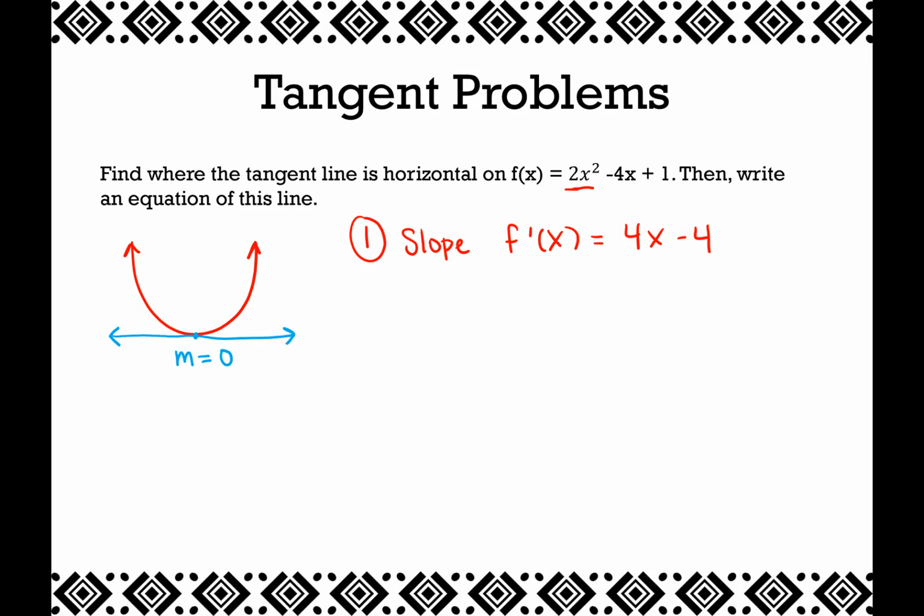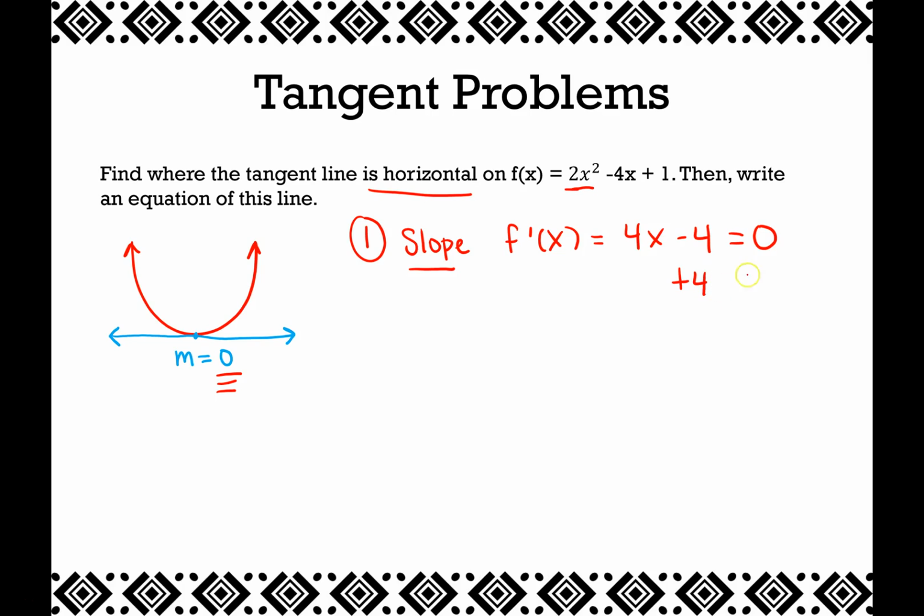Okay, now I want to know when the slope is 0. I want to know that x value because in the previous problem it told me the x value. Here it didn't, so I actually have to solve. So I have to set my derivative, my slope, equal to 0 because that's when I have a horizontal tangent line. So I'm setting this equal to 0.